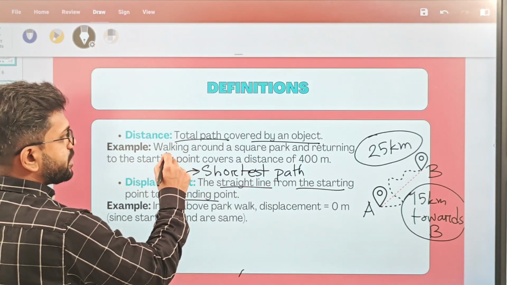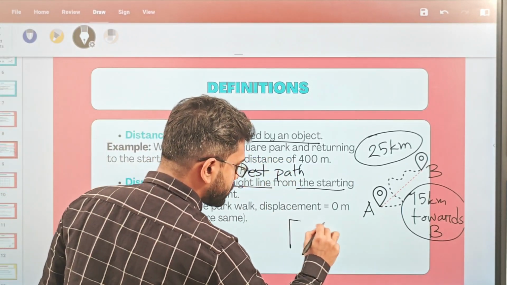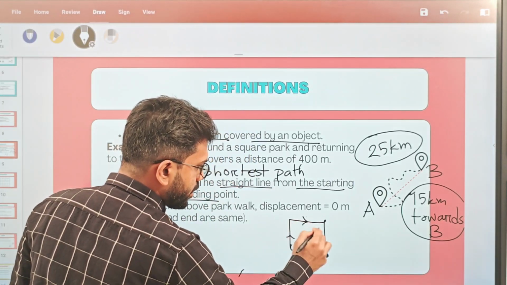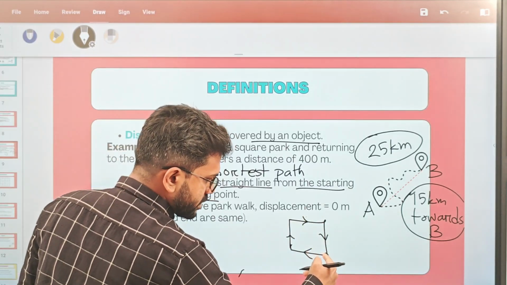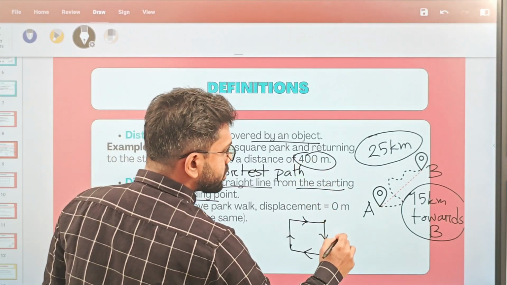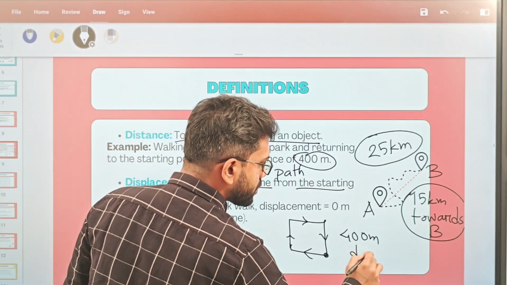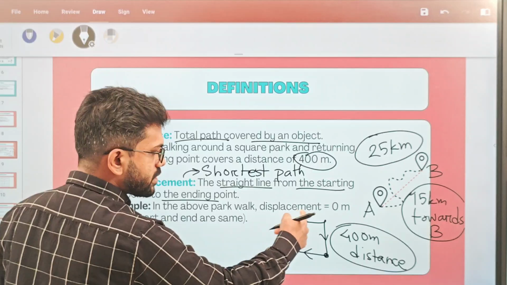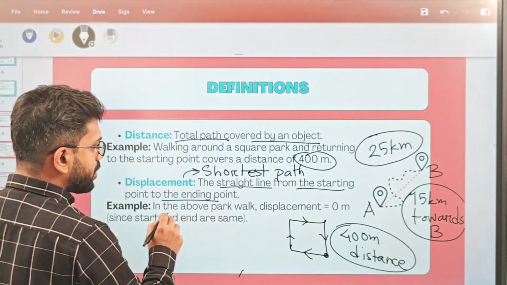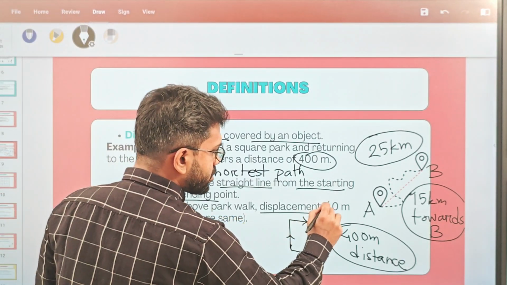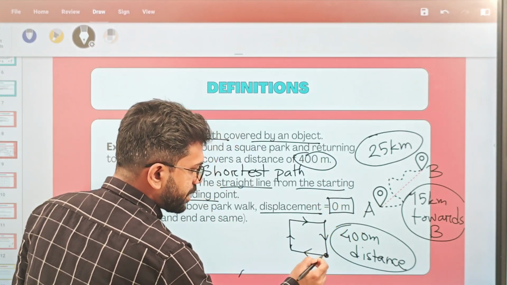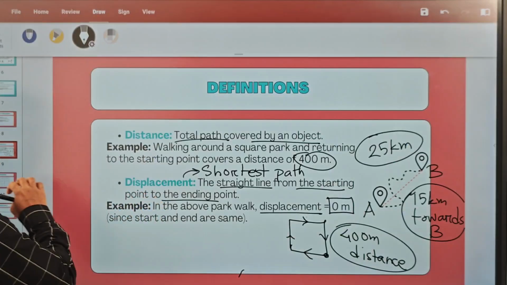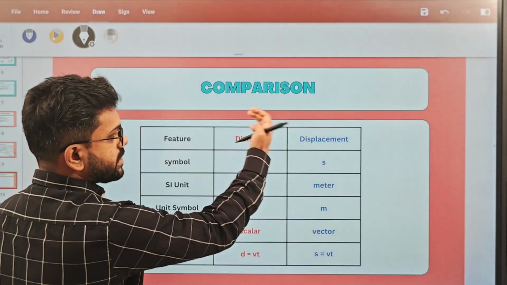Okay, to give you another example, let's say you walk around a square park. This is the square park. You start from this position, you go all the way and come to the same position. Let's say you covered 400 meters of distance. 400 meters of distance around this square park. Okay, but when you talk about displacement, your displacement is 0 meter because your starting and ending position are the same.